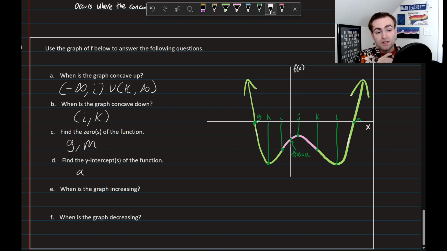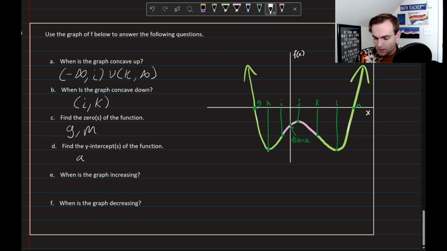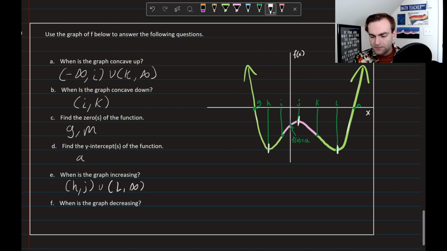The graph is increasing, so where is it going up from left to right? That's a little bit difficult to see. But if we look at h, starting at h, it starts to go up until it gets to j, my bad. So it's increasing between h and j. And then it goes down again, and then it starts to go back up from l onwards. So from l to infinity. When is the graph decreasing? Well, everywhere it's not increasing, really. From negative infinity to h, and from j to l.